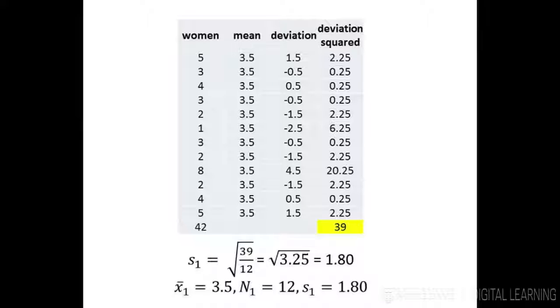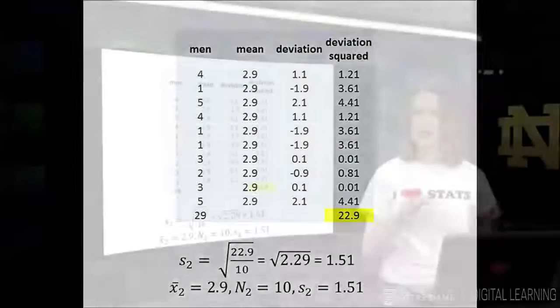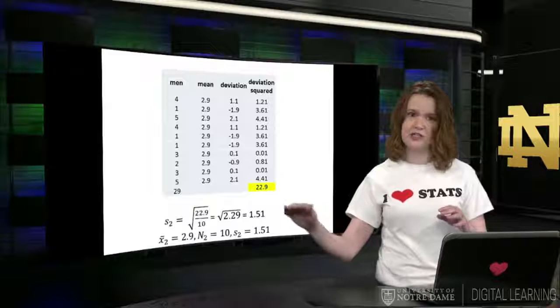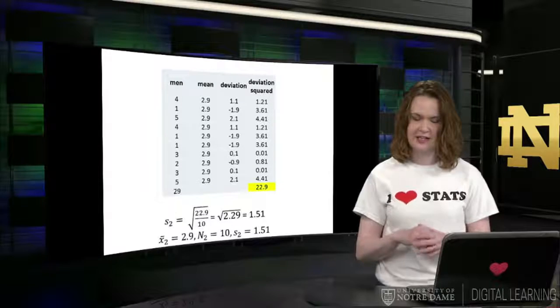That's our second group. Here is the calculation table for the standard deviation for men. I got 1.51. Did you get the same thing? If not, look back through what I did here and see where you got off track. If you didn't get 22.9, then your problem was up in the calculation table. If you did get 22.9 for the sum of squared deviations, then look back through that calculation to see if you plugged something in wrong, maybe the wrong n, something like that.